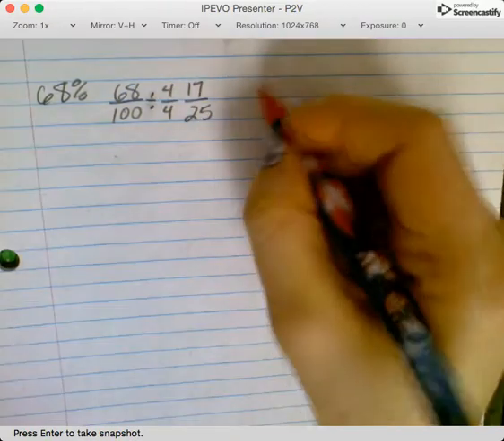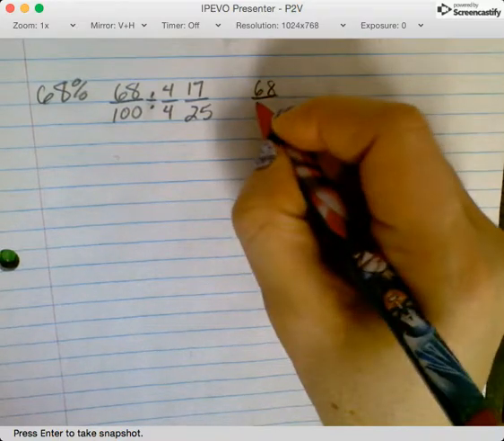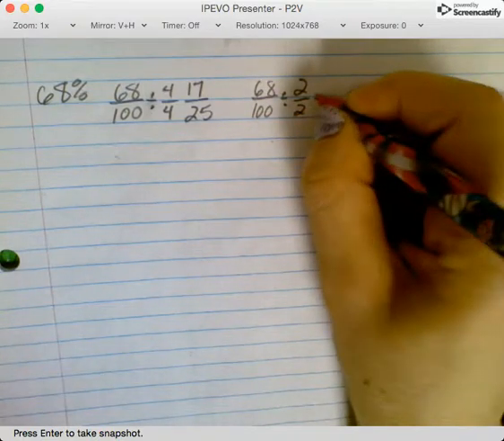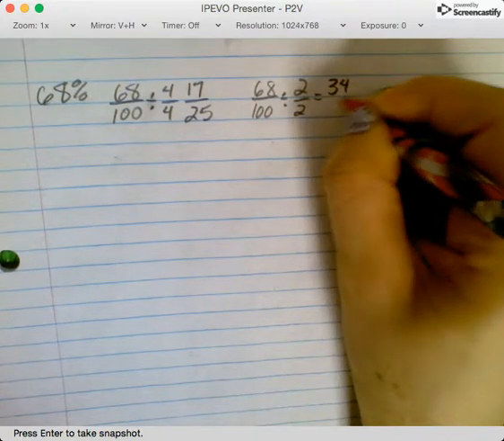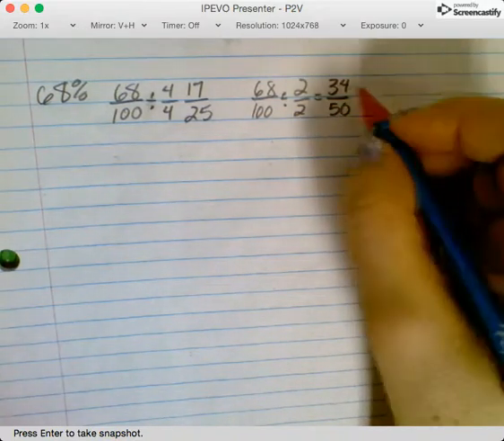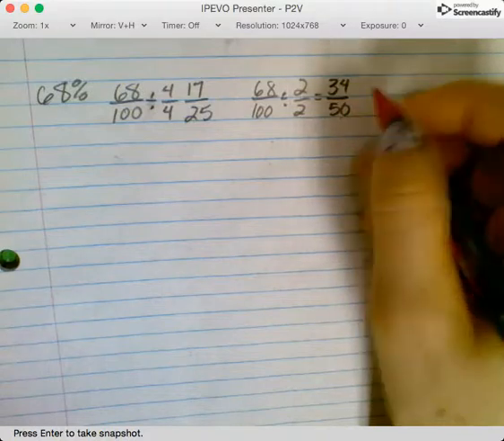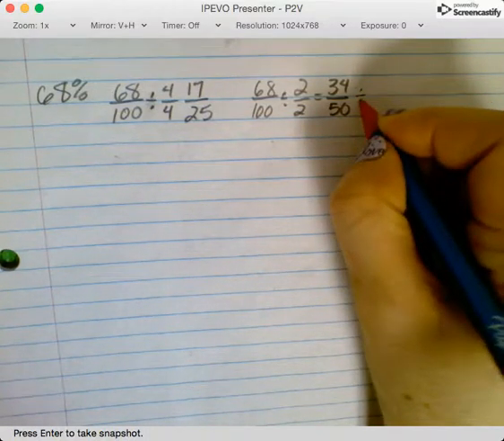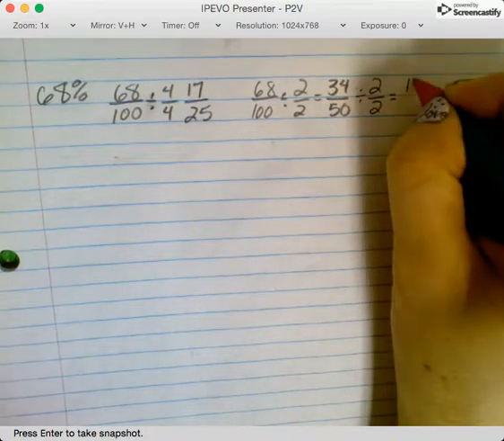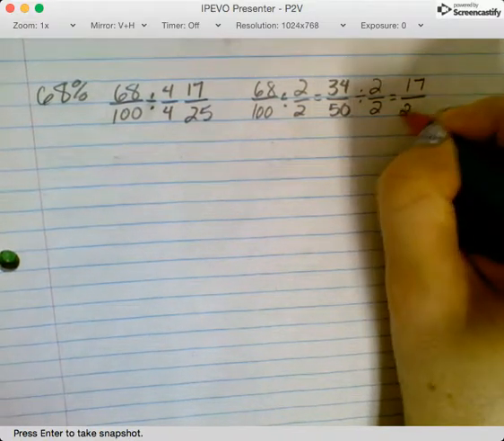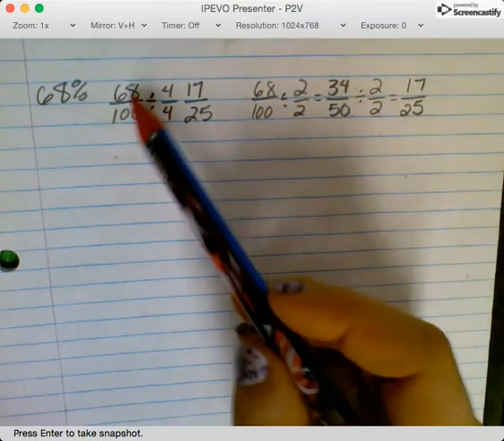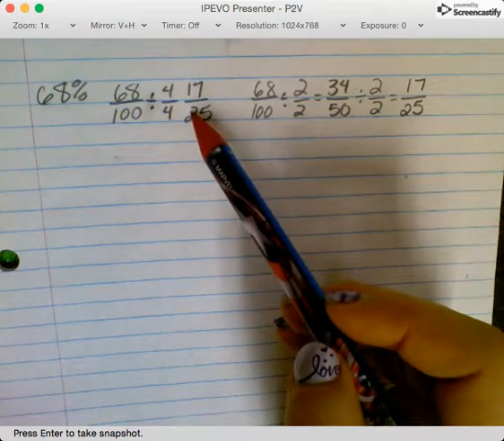Now another way I could have done it to reduce, they could have been both divided by 2 first. 68 divided by 2 is 34. 100 divided by 2 is 50. And that's not in lowest terms, so I would have had to divide again. Those both would have been able to be divided by 2 again. 34 divided by 2 is 17. 50 divided by 2 is 25. So I still get the same answer regardless of whether I divided twice or just once.